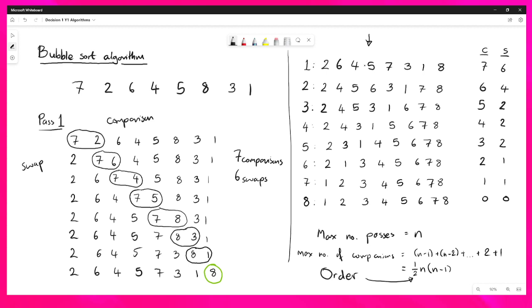In the next video, we're going to be looking at the second sorting algorithm, which is a little bit more complicated, but it is quicker, hence the name quick sort algorithm. But that's the bubble sort algorithm.